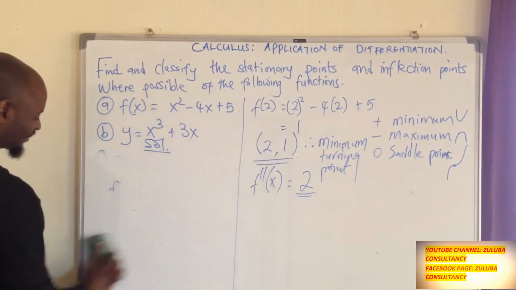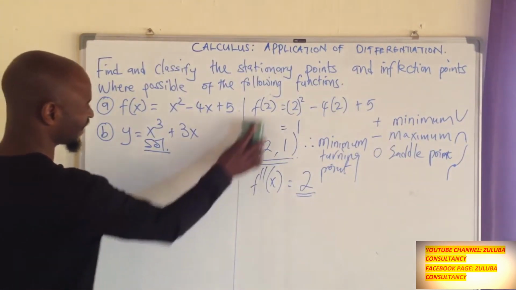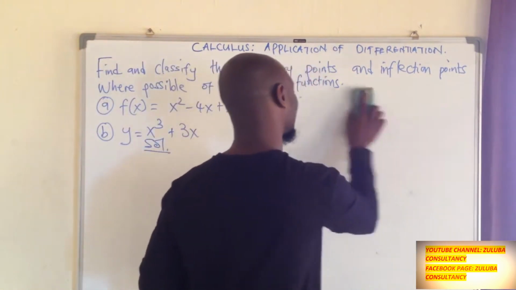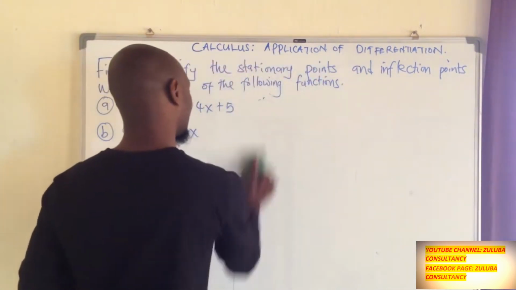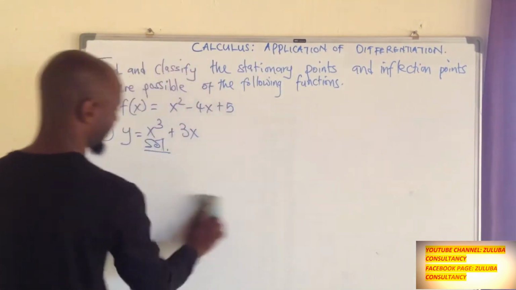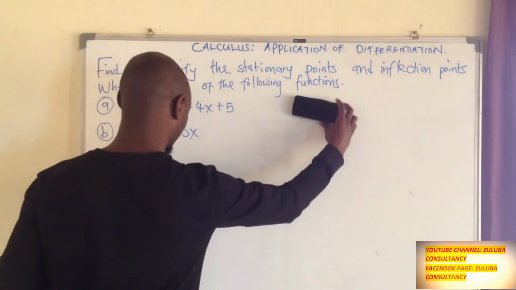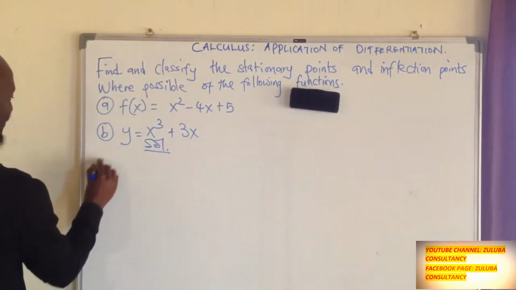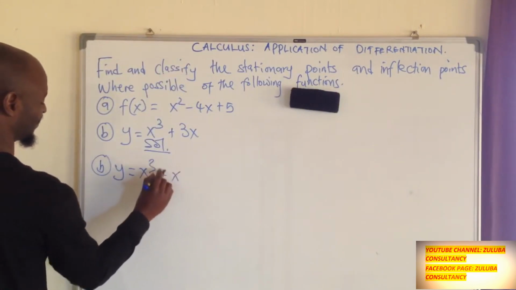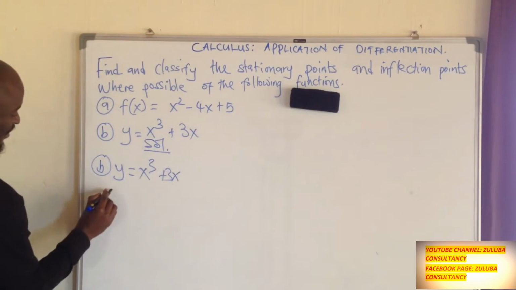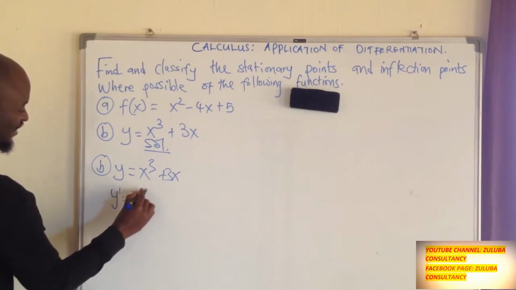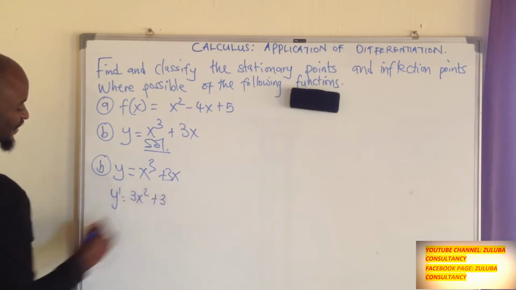So in B, we have to differentiate. We find the gradient function, equate it to 0, and solve the value for x, of which that particular gradient function is 0. So here we have B, y is equal to x cubed plus 3x. So y prime is equal to 3x squared plus 3.